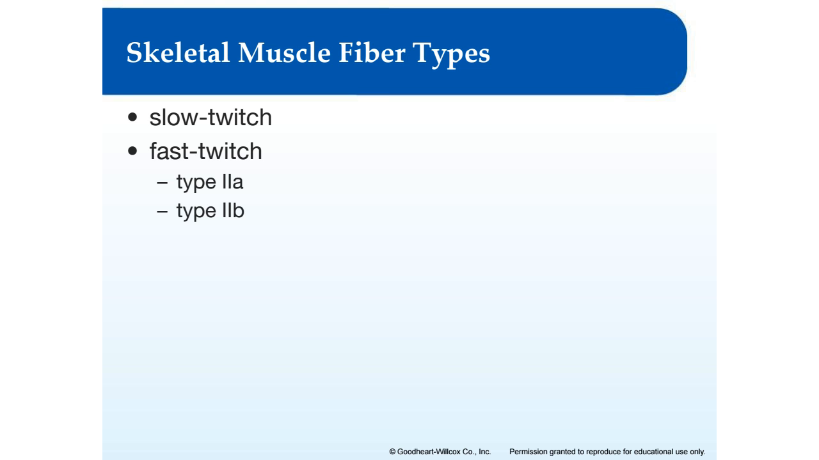Okay, so our slow twitch versus fast twitch fibers. Slow twitch fibers are going to contract slower, so these are going to be better for endurance, whereas our fast twitch fibers are going to contract faster. And so these are our type 2A. Those type 2A are considered intermediates.